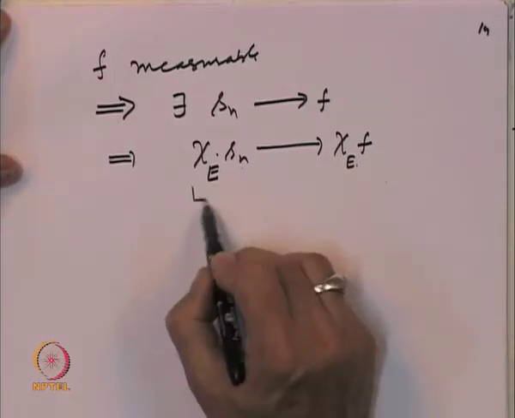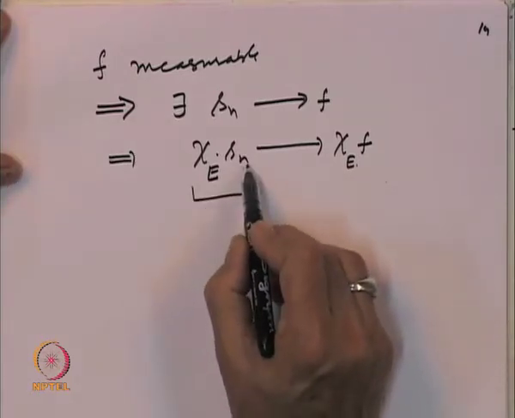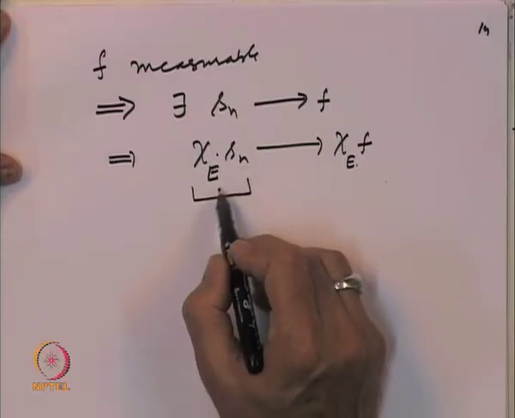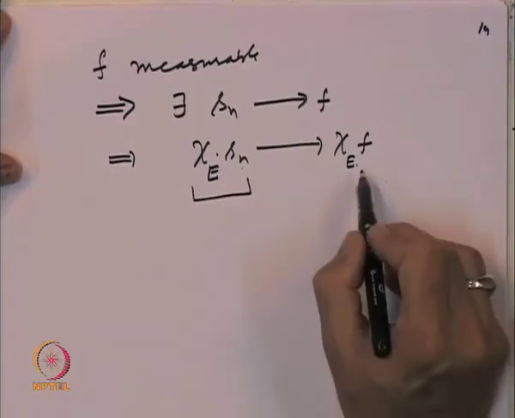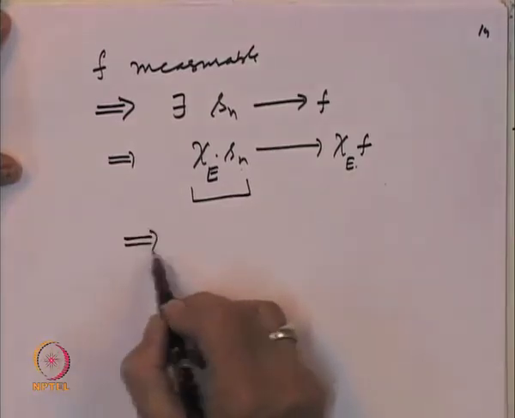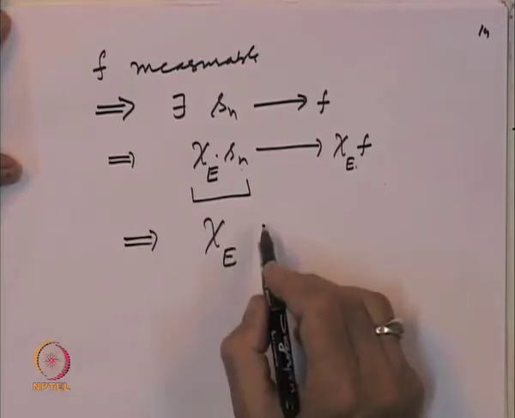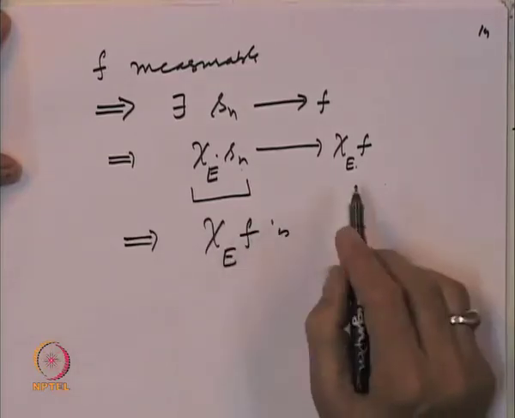And now, observe that if S n is a simple measurable function, then the indicator function of E times S n is also a simple measurable function. So, that converges to the indicator function of E times f. So, that implies that the indicator function of E times f is measurable, right.